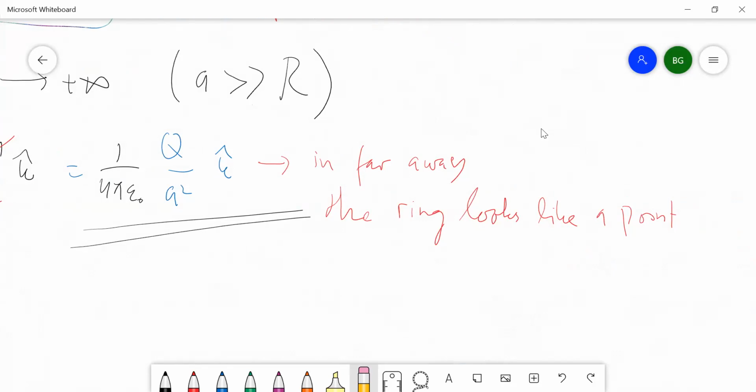Kalau ada pertanyaan silakan. Karena terserah mau pakai bahasa Indonesia atau bahasa Inggris, bertanya silakan. Ada pertanyaan nggak? Oke.